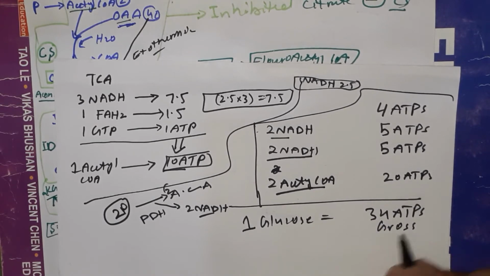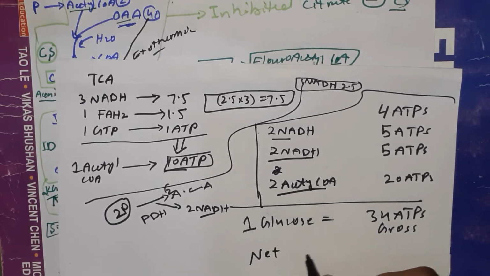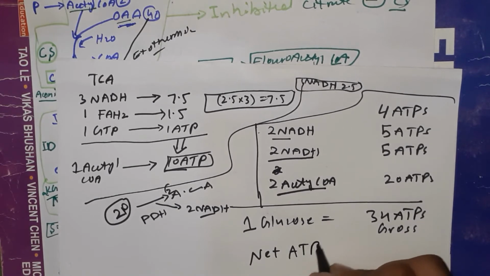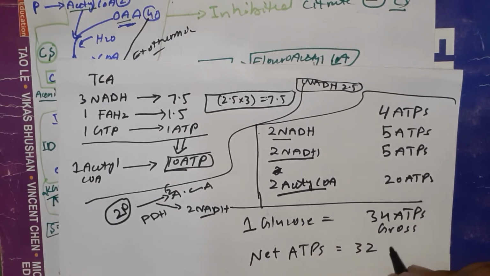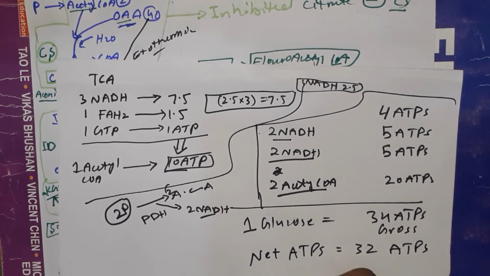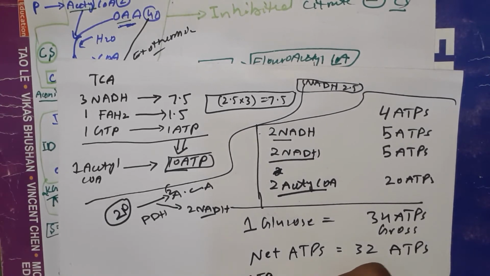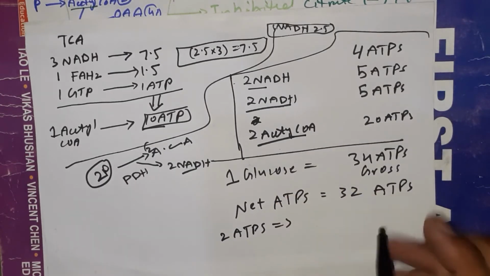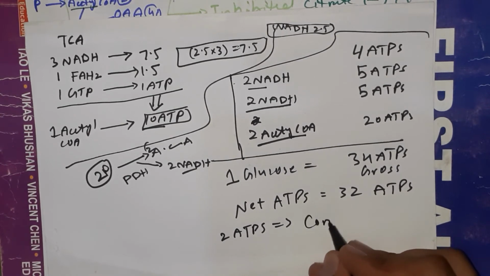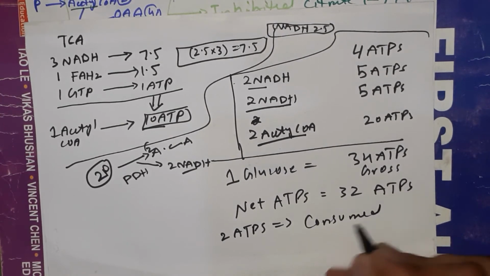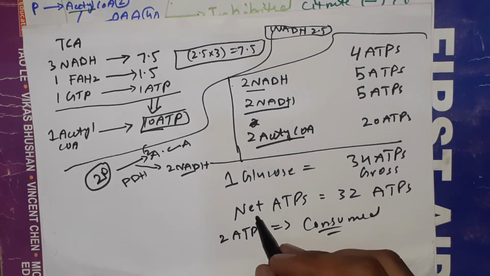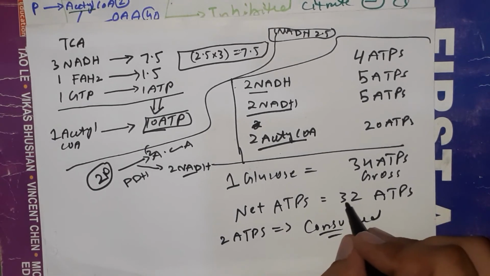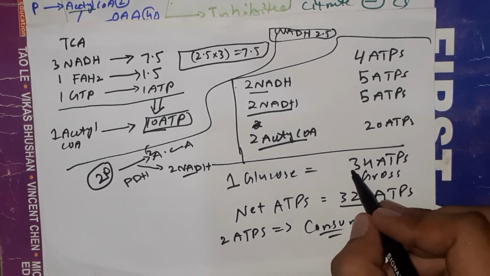What is the net ATP gain? The net ATP gain of one molecule of glucose is 32 ATPs, as we know that 2 ATPs are consumed in glycolysis. So the net ATP produced from aerobic oxidation of one molecule of glucose is 32, while the gross ATP production is 34.